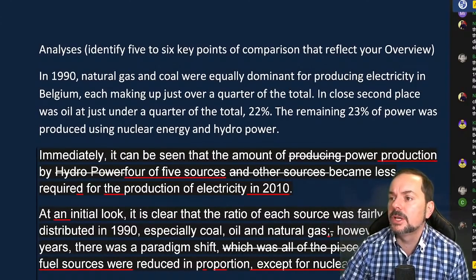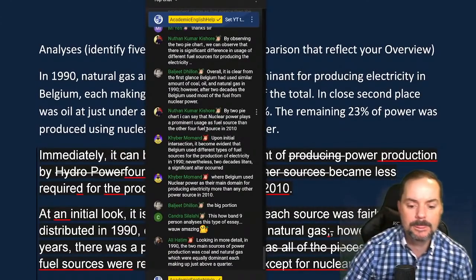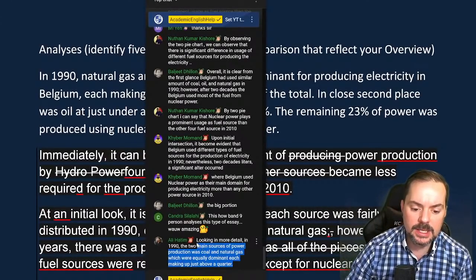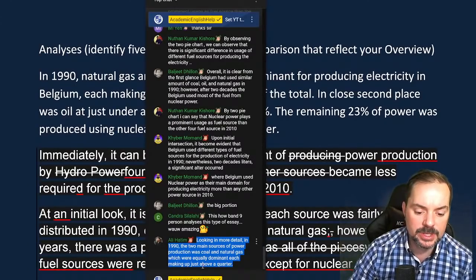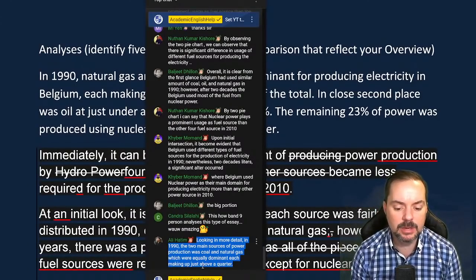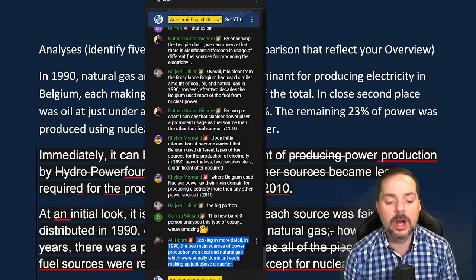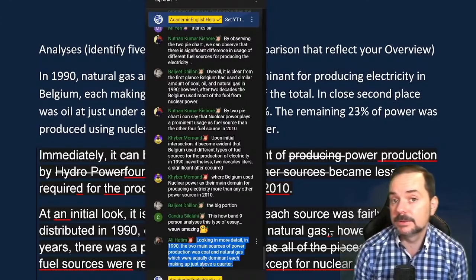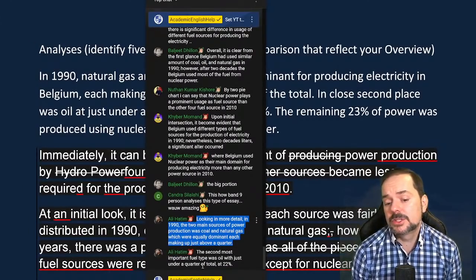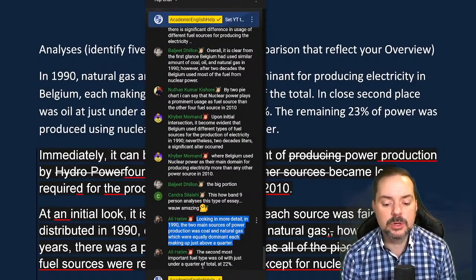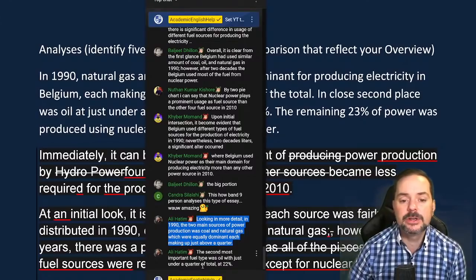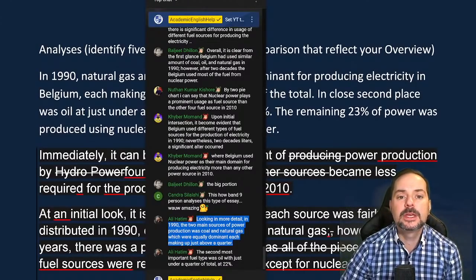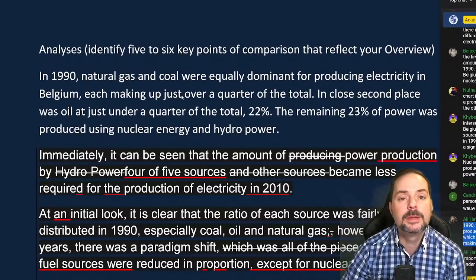Let's see how our members are doing, and I hope everybody is writing. Okay, all right. So Ali Hatim says, looking at the charts in more detail, in 1990, the two main sources of power production was coal and natural gas, which were equally dominant, making up just above a quarter of the total. Okay, so Ali, finish that sentence with of the total. Otherwise, I think it's a very good start. Okay. And then Ali keeps going. The second most important fuel type was oil, with just under a quarter of the total at 22%. Very nice. Okay, very good, Ali. You're typing and thinking very, very similarly to what I'm doing. Okay.